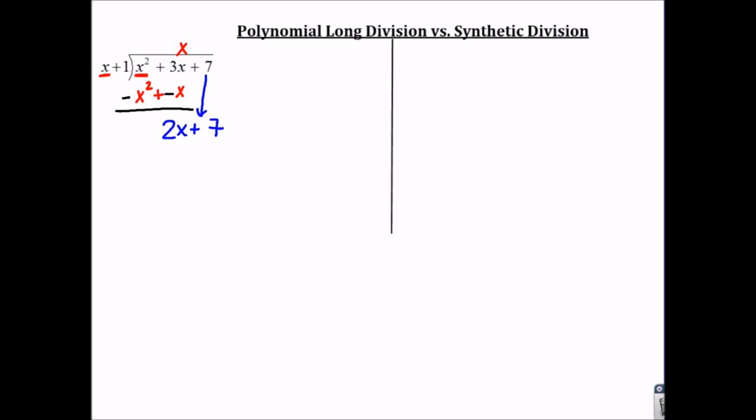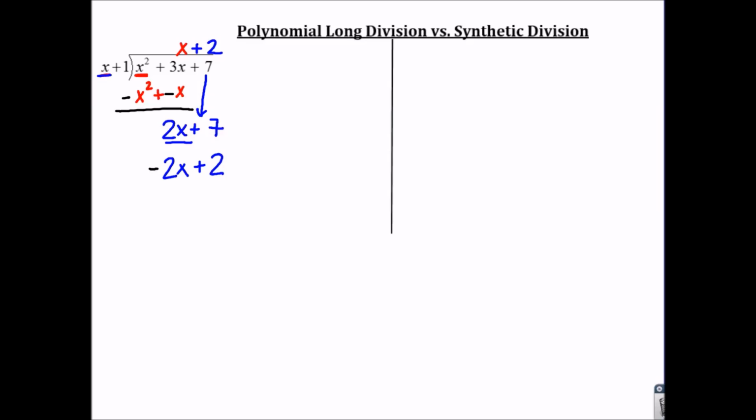Then again, I'm going to just look at the leading terms. So I have a 2x here, and then x over here. So what is 2x divided by x? Well, that's just 2. So I'm going to write plus 2. Then I need to multiply. So I'm going to do 2 times x plus 1. Remember to distribute. So I get 2x plus 2.